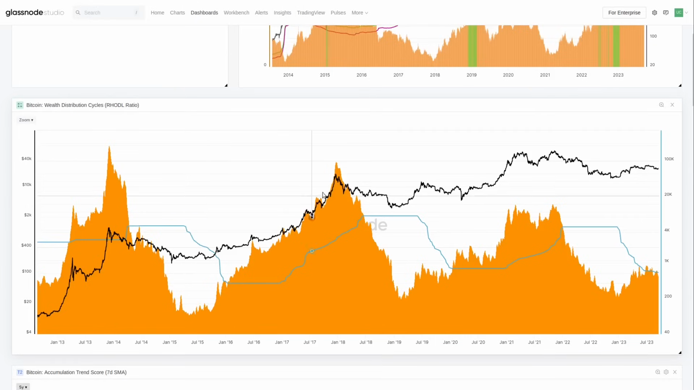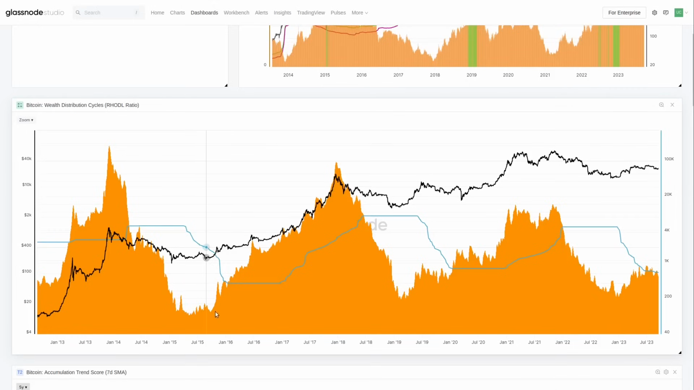Now, I've tried many different variations of 1 month and greater than 3 years and all sorts of different boundaries. For whatever reason, this particular original RHODL ratio just seems to be that really nice balance of the 1 week and the 1 to 2 years. It just seems to work really nicely. Now, what we've visualized here is we've put a 2-year moving median on it, and what we're looking for here is inflection points.